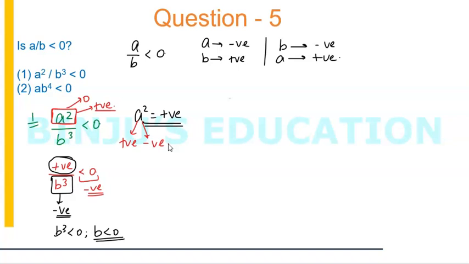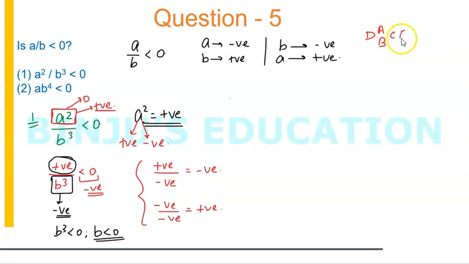So do we know anything about a? No. Do we have a conclusive answer? Let's see. If a is positive, then it will be positive by negative, which will actually result into a negative quantity. But if a is negative, then it will be negative divided by negative, which means it will be a positive. So is a by b less than 0? Don't know. A by b can be less than 0, a by b can be greater than 0 also. So do we have a conclusive answer from statement 1? No, we don't have. A goes, D goes.